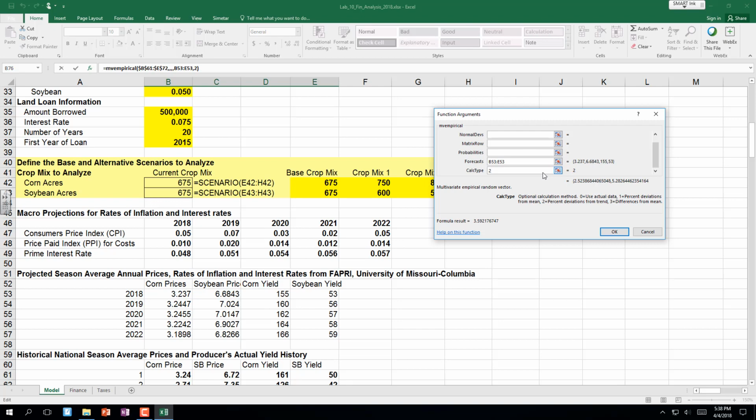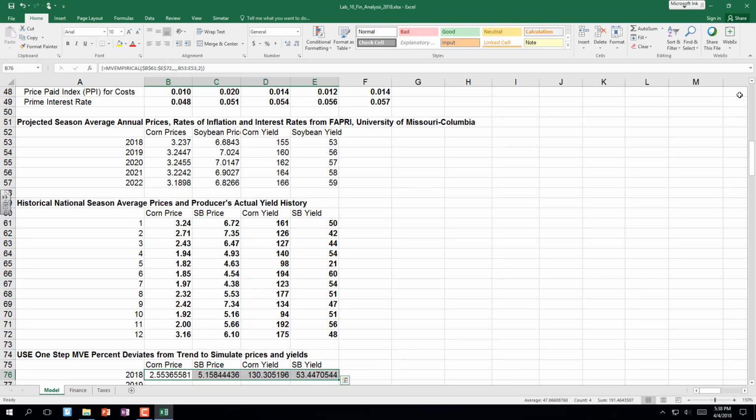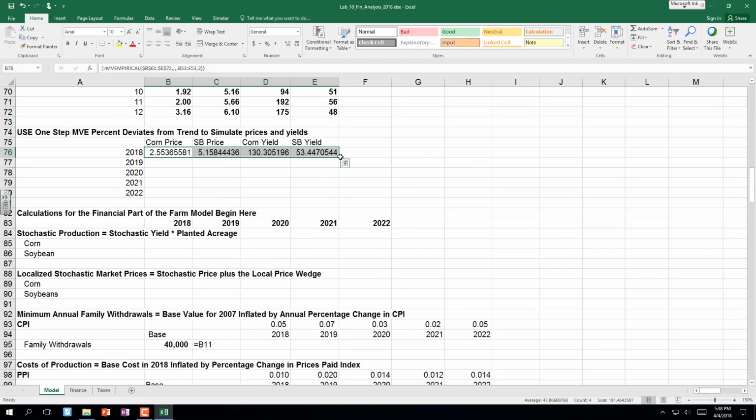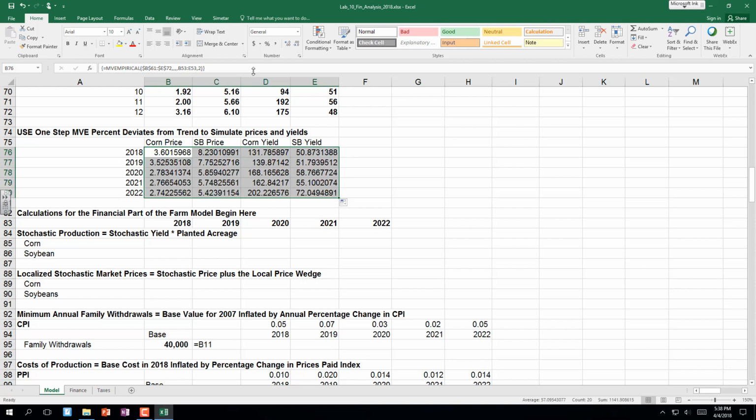Now, don't click OK. It's an array function. So hold down Control, hold down Shift, and press Enter. Okay? And if you did that right, you'll be able to drag that down like this. And we have the information for all 5 years that we're going to be simulating.